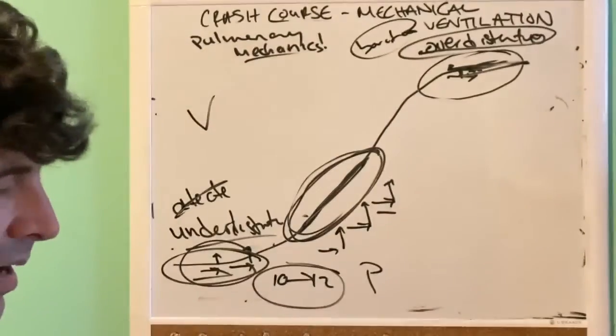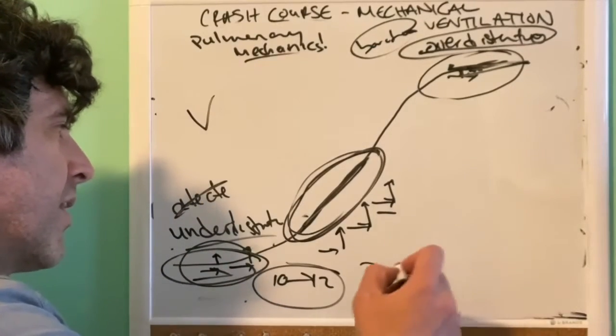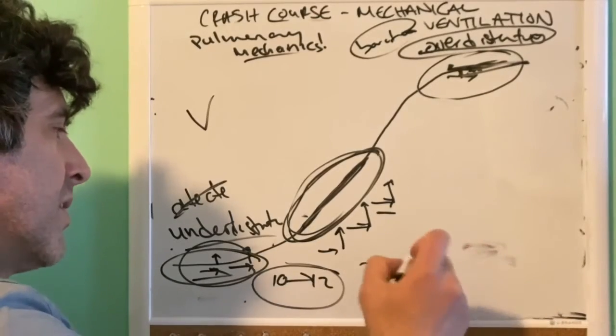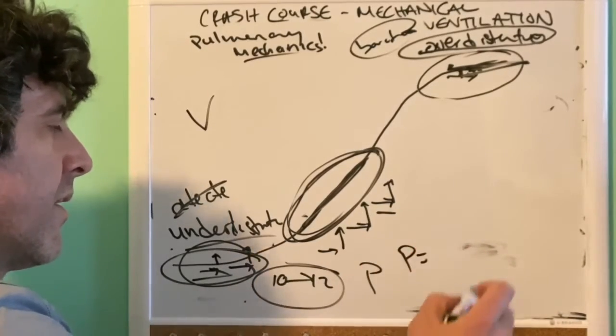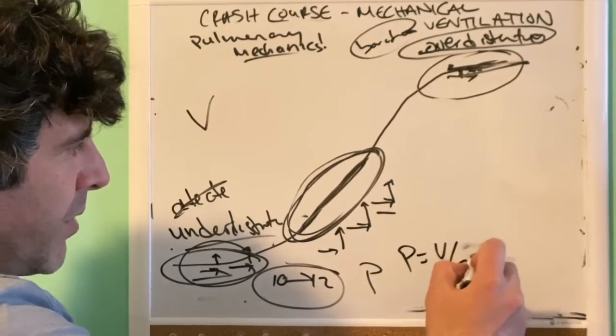Trying to figure this out is an important aspect. And so again, when we talk about your PEEP going up, if we look at the same equation, we say the pressure equals volume over compliance plus PEEP.